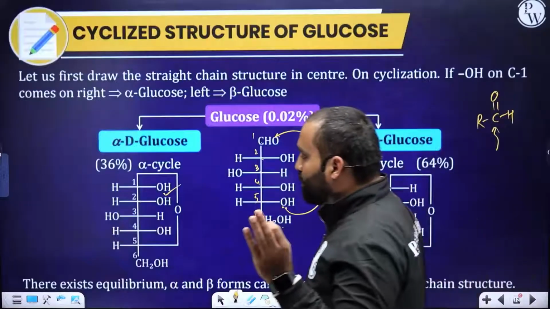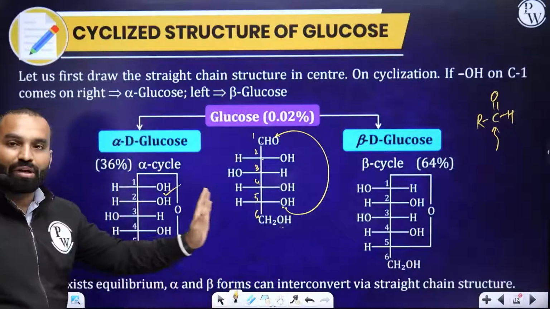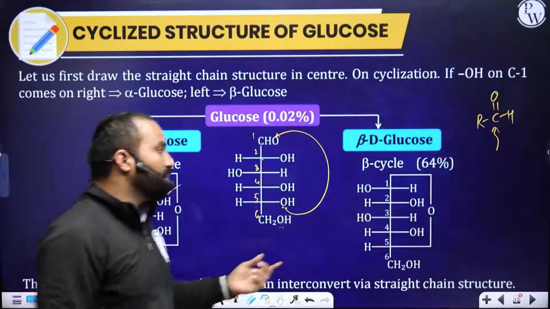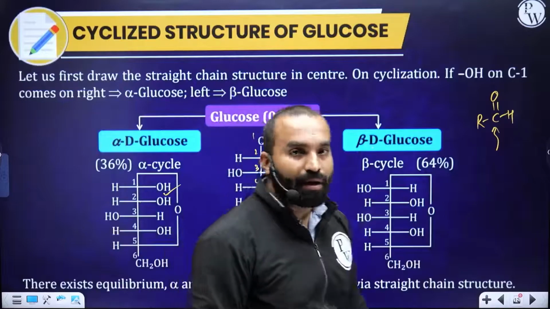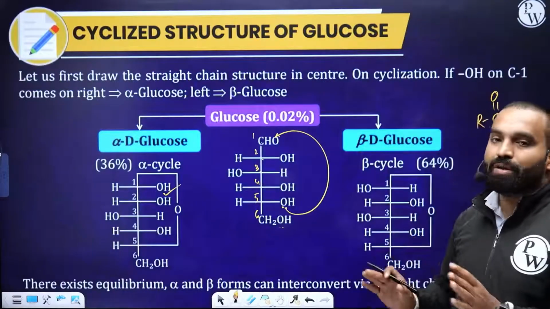Now listen to me very carefully. If you have OH on the right hand side of the ring, this is known as the alpha isomer. And if you have OH on the left hand side of the ring, this becomes a beta isomer. These two are known as anomers of each other.